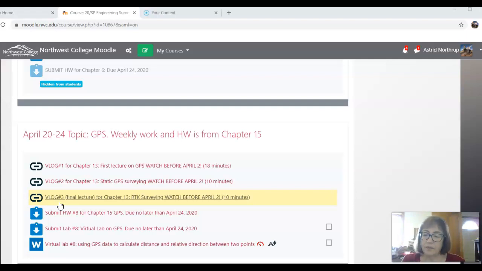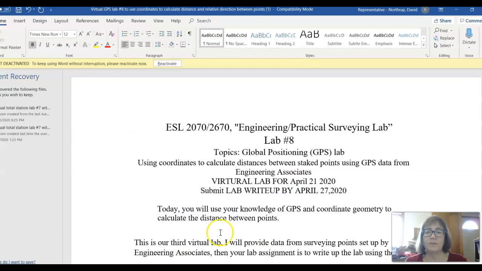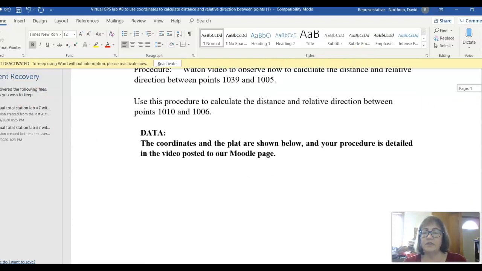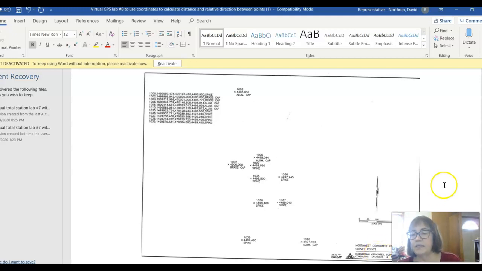In times past, in a typical year, we have a former student, currently a land surveyor, from Engineering Associates come and do a demonstration for us because we don't actually own a GPS unit. Engineering Associates has been doing this for us for a really long time. About 20 years ago, they laid in a survey course for us out behind the Math and Science building. So this is in your lab write-up, and this is what we're going to be working with.